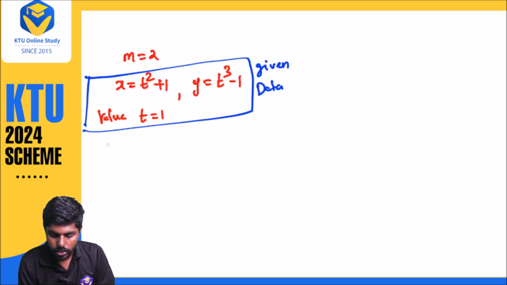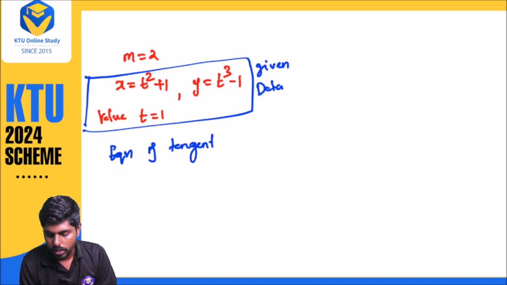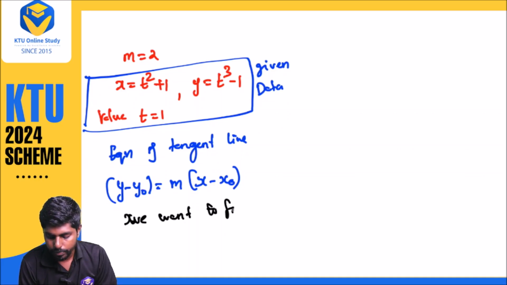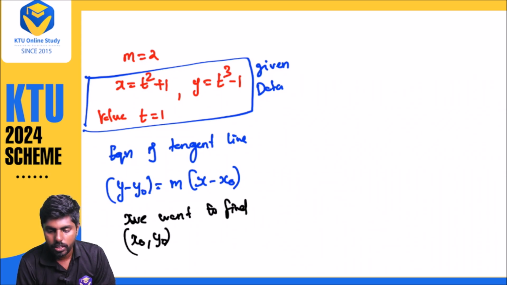So what is the equation of tangent line? Tangent line is y minus y naught is equal to m into x minus x naught. What do we want to find out? We want to find x naught comma y naught. So how to identify x naught comma y naught?